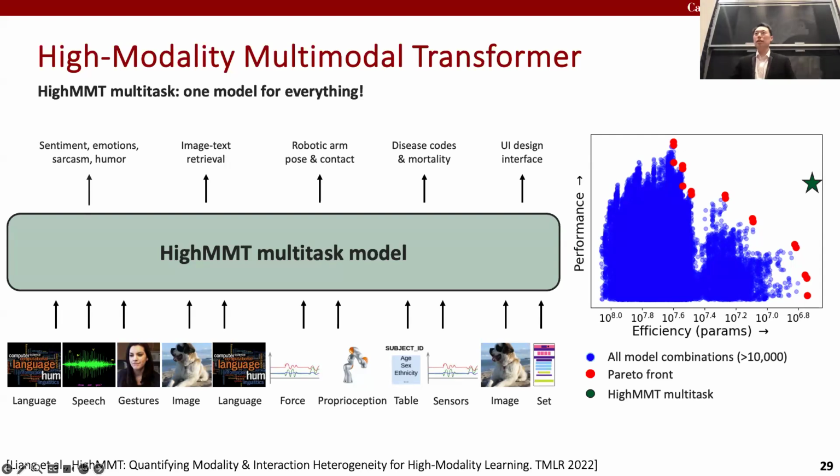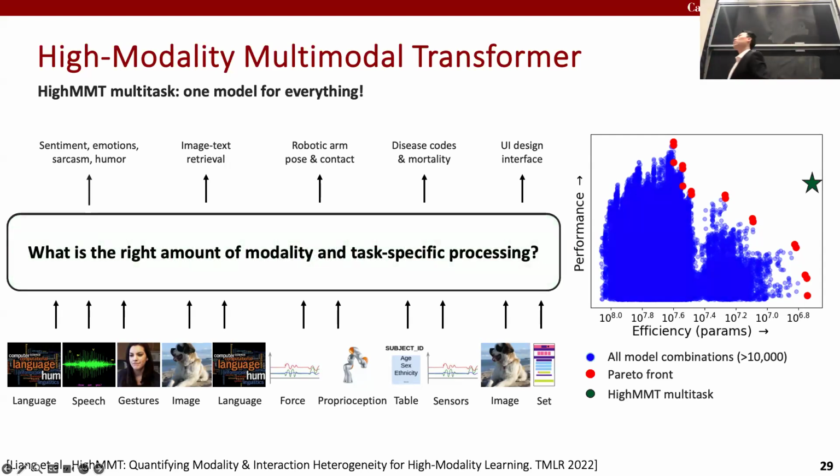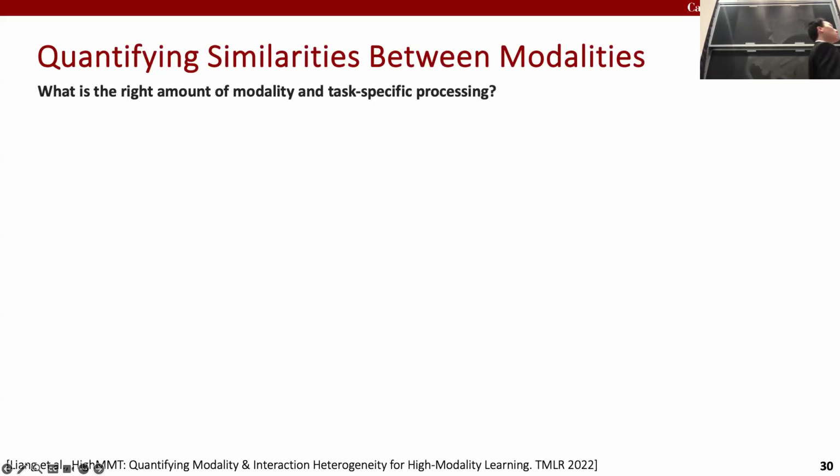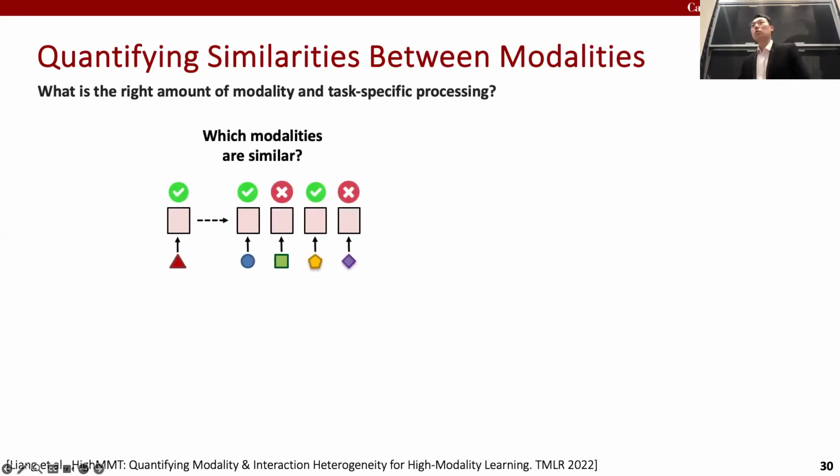Now we've seen two extremes. We've seen an extreme where you're specializing everything, and we've also seen an extreme where you're sharing everything. A natural question to ask is, what is the right amount of modality and task-specific processing? And we find that a useful heuristic is to quantify which modalities are similar to each other and enable us to share parameters. That can be done by training a model on one modality and seeing how well that model transfers to other modalities. Ones that it transfers well to should be similar modalities, should use the same parameters, and ones that it doesn't transfer well to should be very different modalities and use a different set of parameters. So that informs you how much unimodal parameter sharing to do.